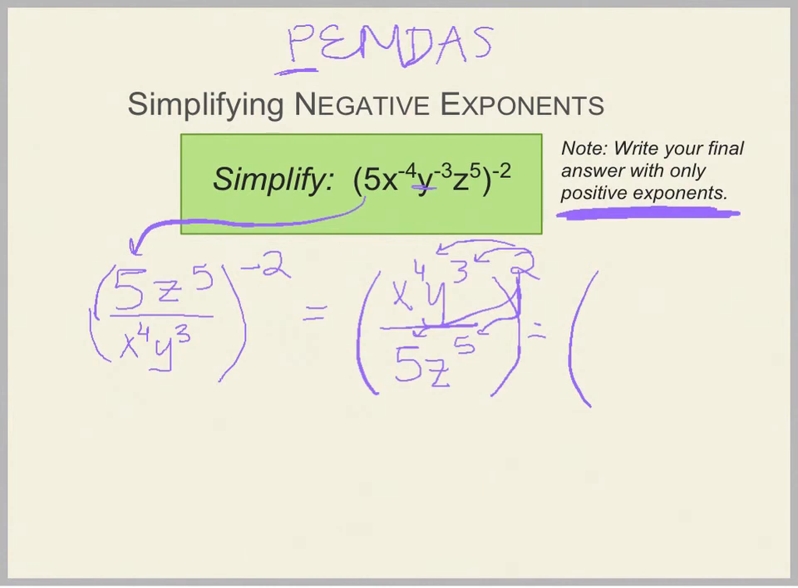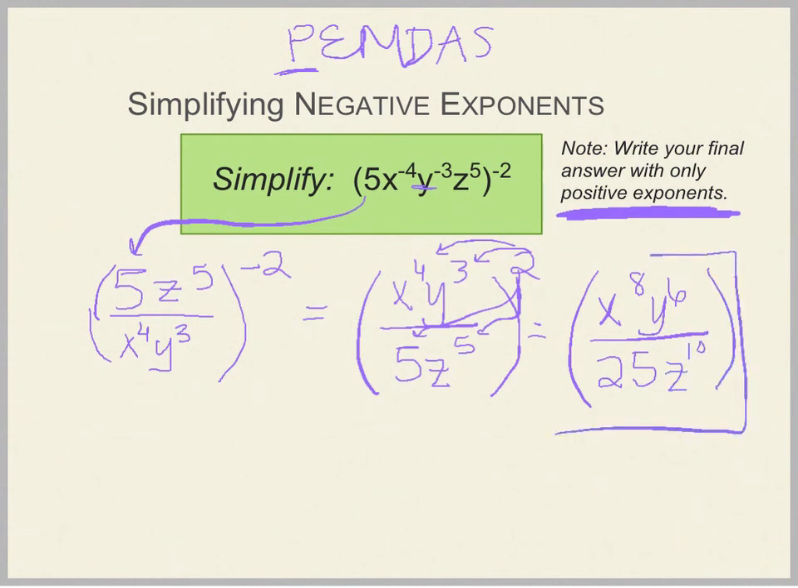X to the 4th squared, power to a power we multiply, getting x to the 8th. Y to the 3rd squared would be y to the 6th, divided by 5 squared. I'm going to write that already as 25. And z to the 5th squared, power to a power I multiply, z to the 10th. And that would be the simplified form.